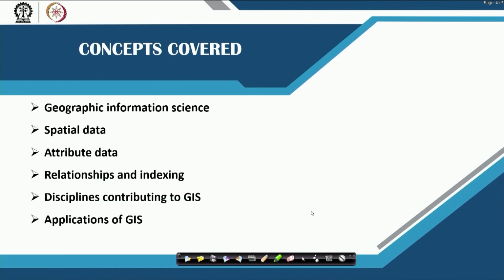Then we look at something called attribute data. Spatial data can have huge amounts of information connected to it. Those pieces of information are called attribute data. How do you add attribute data? How much attribute data can there be? I will give you some examples of what attribute data is.